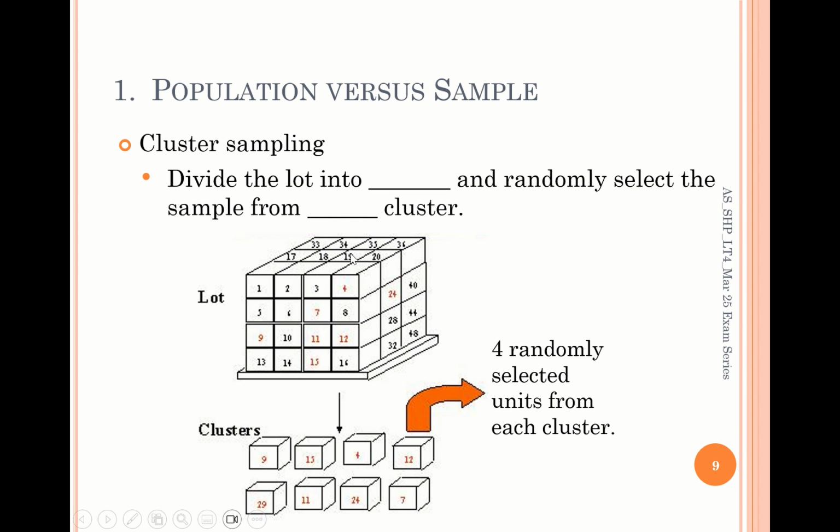That means the top layer you take one or two samples, then second layer you take one or two, something like that. So you divide them into clusters first, because there's no distinct group to do stratified sampling, right? So just divide them into clusters. Then you randomly pick from each cluster.